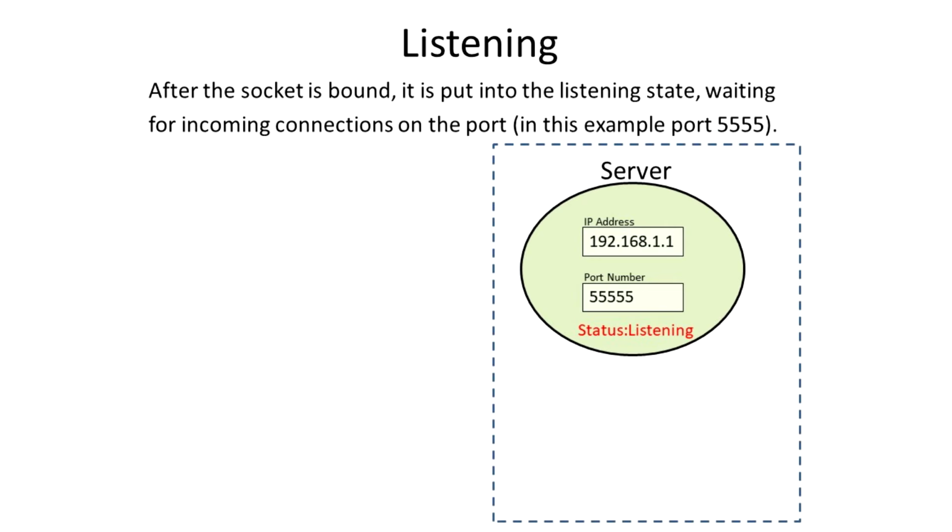So if we go to the next slide now, you'll see that we've changed from the status of being bound to listening. So what we're doing here is, now that we've bound the details of the IP address and the port number to the socket, we are now in listening mode, where we are listening out for incoming requests on those details. So through that port number, we're listening out for clients to connect to this socket.